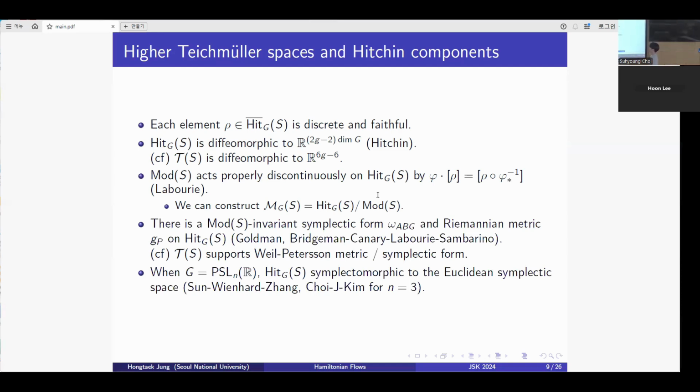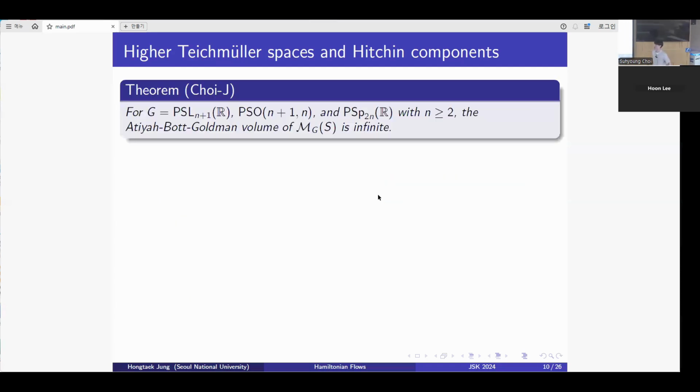And you have a symplectic structure, so you may ask whether this Hitchin component is symplectically trivial. And this is actually the case when G is equal to PSL nR. And this is a result of Sun, Wienhard, and Zhang. And when n equals 3 in particular, it is a result of Choi, myself, and Hongtaek Kim. And they are all classical kinds of things. And now I want to add 2 more properties.